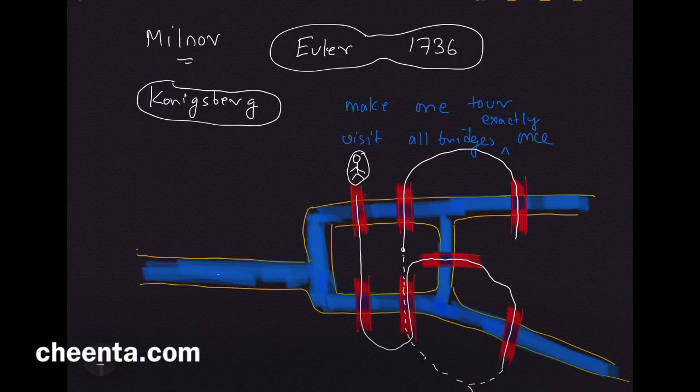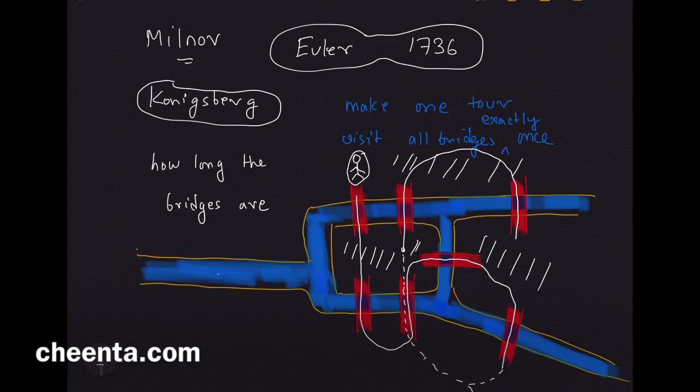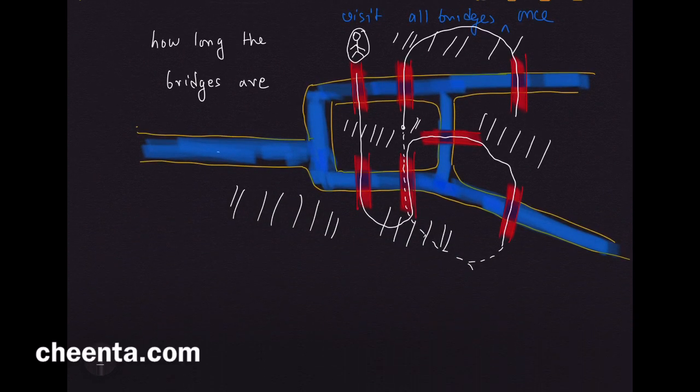This was the problem. Now Euler, being one of the greatest mathematicians of all time, quickly realized that it does not matter how long the bridges are or how these regions look. So these kind of things related to measurement don't really matter. What matters is how many regions are here and which region is connected to which region using how many bridges and so on. So in some sense, Euler discovered that to solve this problem, measurement is not important.